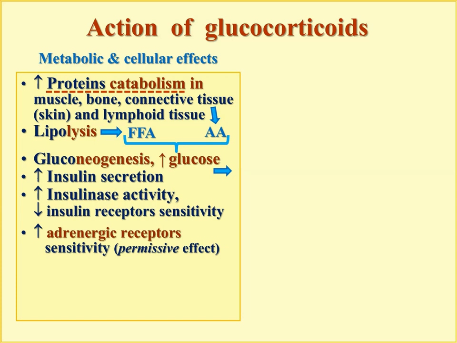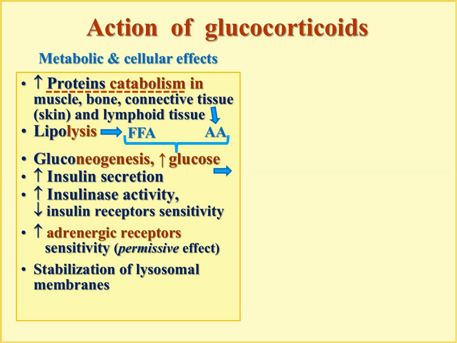Then there is also similarity to thyroid hormones, that there is a permissive effect with little difference. Not only beta adrenergic receptors become more sensitive, but generally adrenergic receptors. So not only beta effect, stimulation of beta receptors, but alpha receptors, which are responsible for vasoconstriction. And stabilization of lysosomal membranes. This effect is achieved on a cellular level.